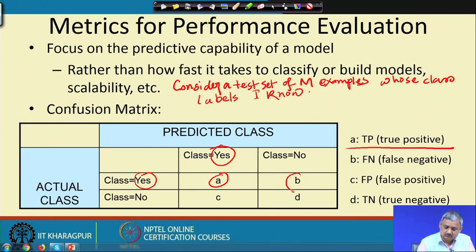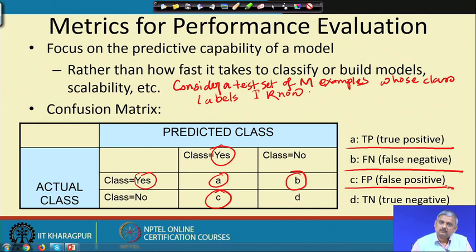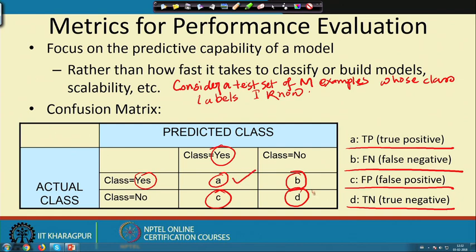Then we consider B, which is actually positive classified as negative. I call this a false negative. Similarly, C is false positive and D is true negative. So, it is this A and D which are correct classifications. These are two types of errors.